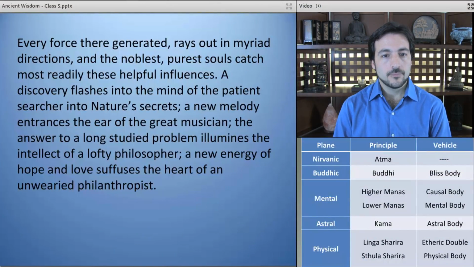"Every force there generated rays out in myriad directions, and the noblest, purest souls catch most readily these helpful influences. A discovery flashes into the mind of the patient searcher into nature's secrets. A new melody entrances the ear of the great musician. The answer to a long-studied problem illumes the intellect of a lofty philosopher. A new energy of hope and love suffuses the heart of an unwearied philanthropist."